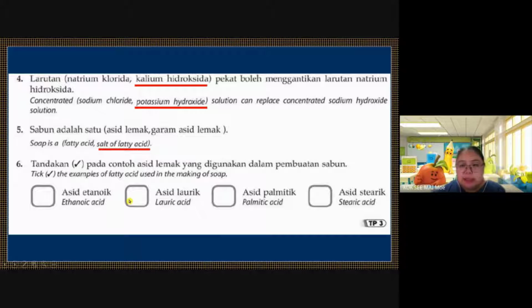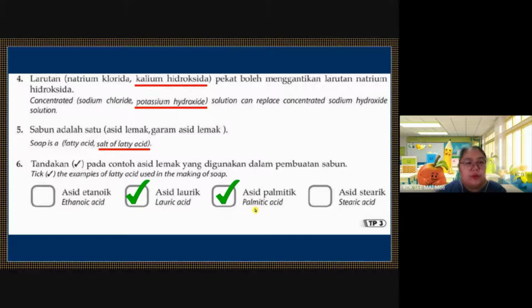From here, I think this one is not in your syllabus, so I'll just tell you what it is. They use 2 types: lauric acid and also palmitic acid. So this one is an extra for the question. It's not related to this experiment.